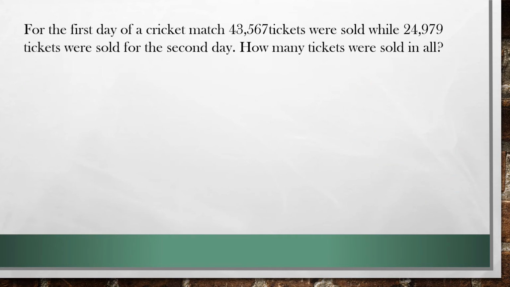For the first day of a cricket match, 43,567 tickets were sold, while 24,979 tickets were sold for the second day. Meaning a match was going on for 2 days, so on the first day how many tickets were sold? 43,567 tickets were sold, and on the second day, 24,979 tickets were sold. How many tickets were sold in all? So how many total tickets you have to find out.